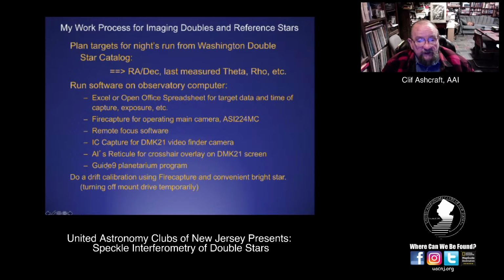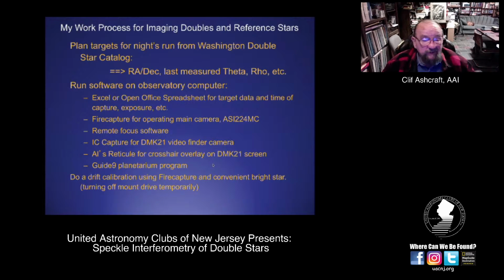I also have a nifty piece of software called Owl's Reticule. It's programmed by one of the Australian amateur astronomers. That gives you a crosshair overlay on the DMK21 screen, which I could use to locate exactly where the center of my main camera screen is located. I also love the Guide 9 planetarium program to help me find things, but you could use the SkyX, it works just fine also.